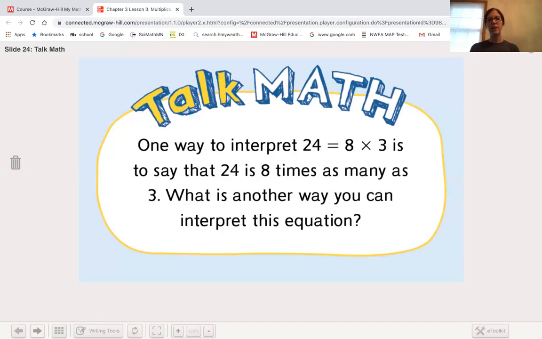Talk math. One way to interpret 24 equals 8 times 3 is to say that 24 is 8 times as many as 3, which is true. You could also say 8 times 3 is 24. Oftentimes it's written like that. This is still true even though the 24 is on the left.